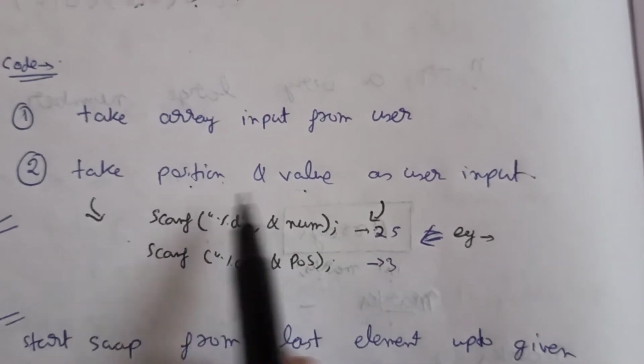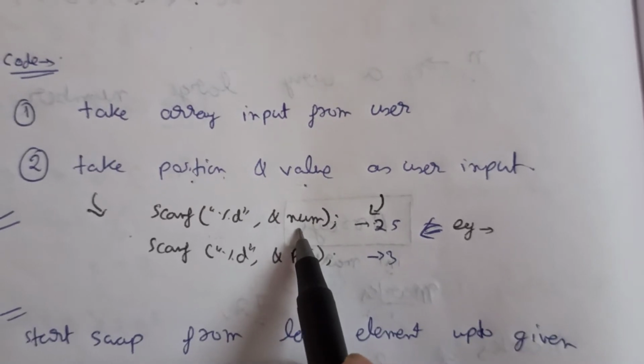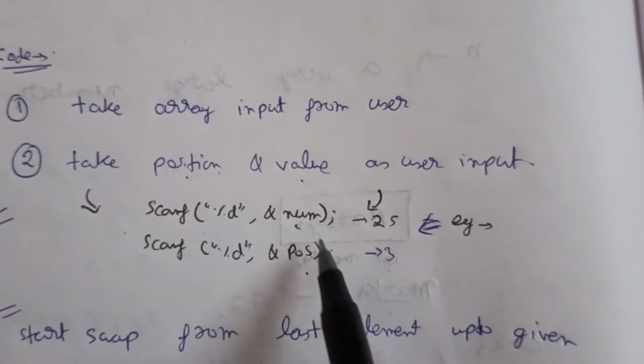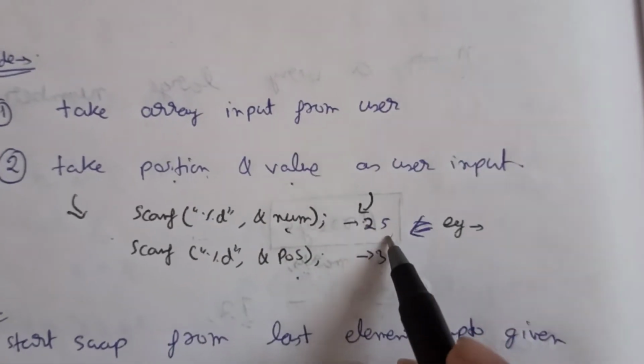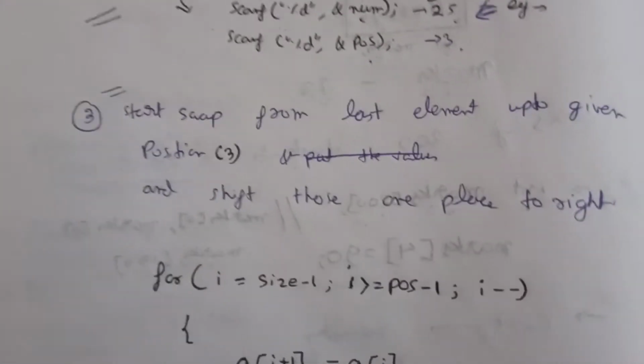I can easily take the values from the user by scanf and store them in the variables num and pos. Num is the number and pos is the position. Suppose these are 25 and 3, just like the example I have already shown you. I am taking similar values so that you can easily understand.